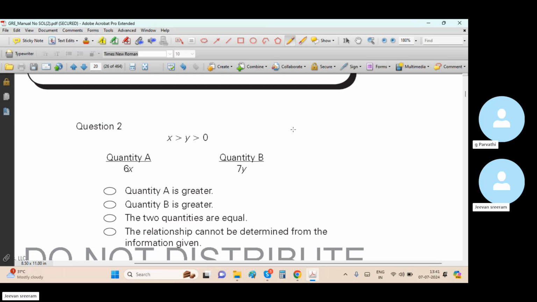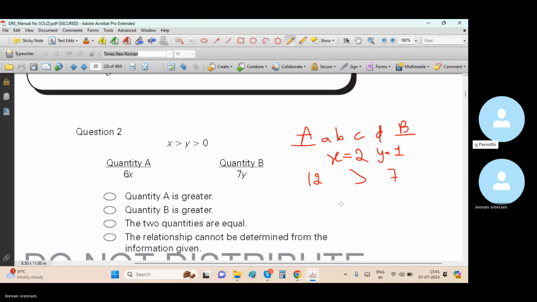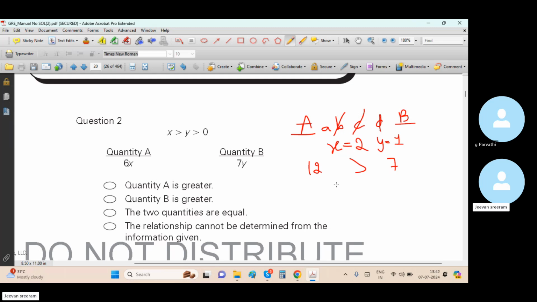What do you mean by 2 plugins? I took the x value as 2. Let me check. What's the x value? 2. Okay, y? 1. Right. X is 12, y is 7, A is greater. So what are the options I should eliminate? B is greater and both are equal. Option B and C must be eliminated, right? Okay, so let me get another plugin which can give a different result.